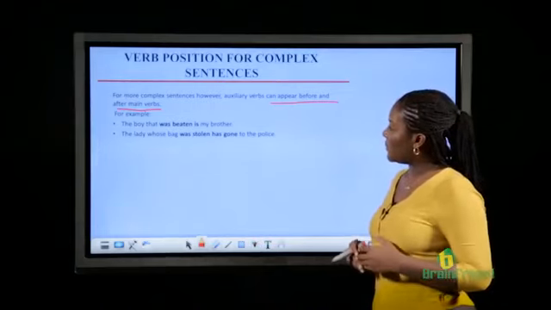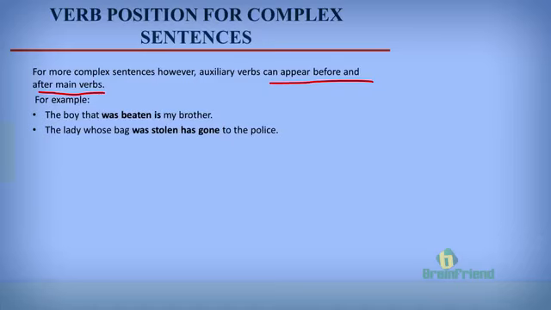For example, the boy that was beaten is my brother. Now, looking at this expression here, we find was an auxiliary verb, beaten, a main verb, and is an auxiliary verb. So we realize here that there has been a mix-up. Auxiliary verb, main verb, and auxiliary verb.